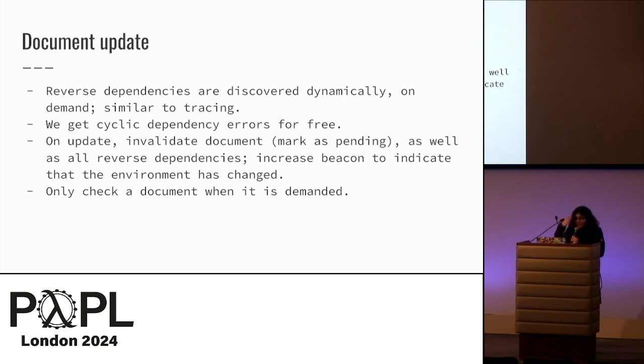When you update a document, you would invalidate it or mark it as pending, as well as all its reverse dependencies. And then there's a little beacon in your environment to indicate that your environment has changed, so you know that a change has been made. And like I said, you only check a document when it is demanded, and not like I have a big library and I check all of it at once, as you would if you did make.